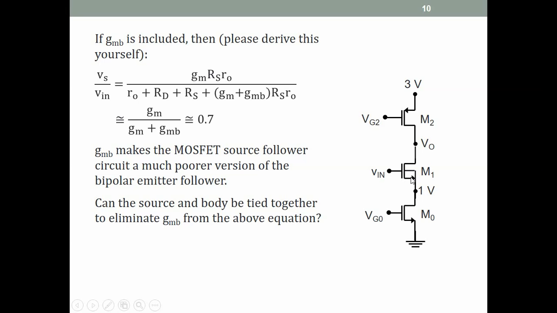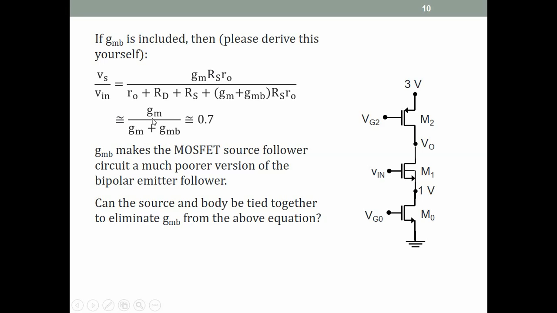So if we include it, and I'm leaving this as homework to you, then you will find that the voltage gain from Vs, from the gate to the source, is GM Rs RO by RO plus RD plus Rs plus GM plus GMB Rs RO. So we had not included GMB, so what we had got was without GMB. If we include GMB, this is what we get. And now, even if we assume that this last term is large compared to the first three, then we ignore the first three, then the RS RO cancel and we'll get GM by GM plus GMB.